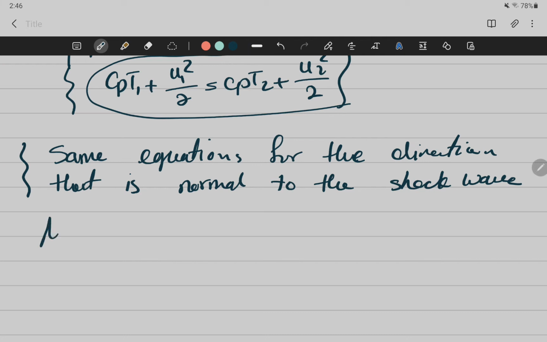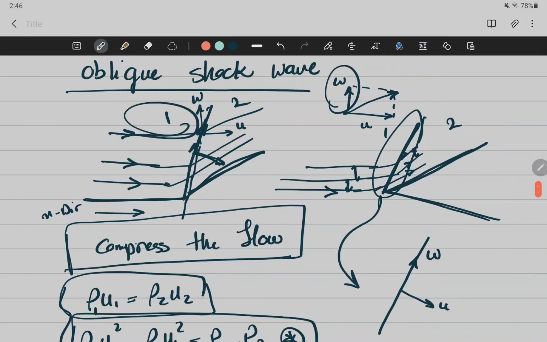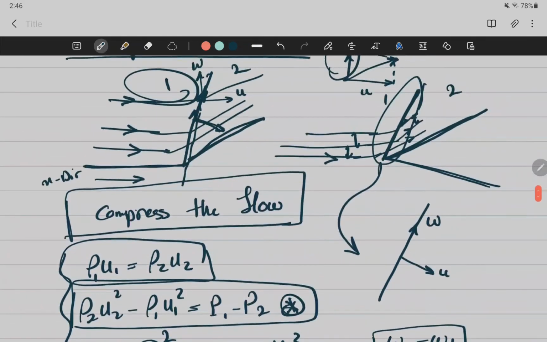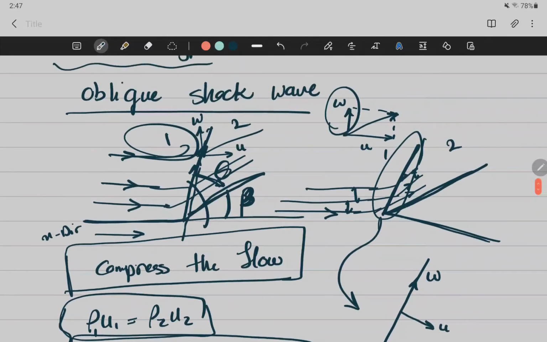So the normal component of the Mach number in the upstream direction is going to be equal to, you have a question? Your Mach number upstream times sine of beta, right? This beta is going to be this angle. This is going to be theta. That's your, this is a concave corner, right?